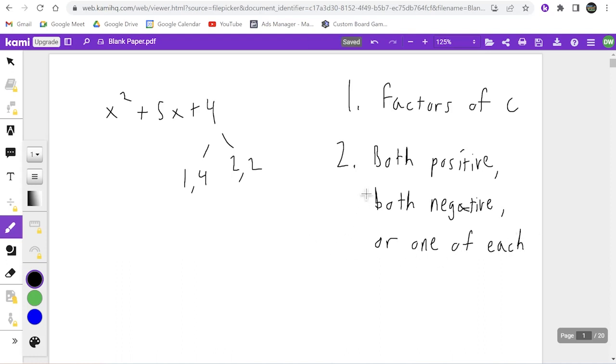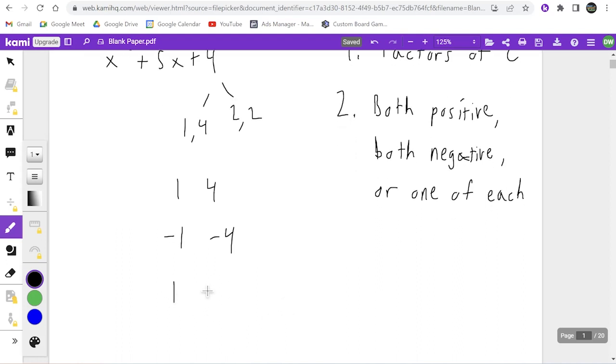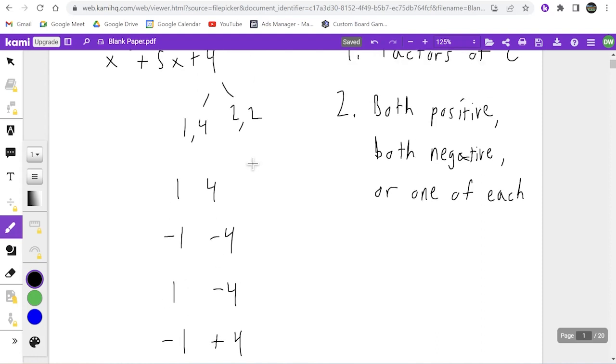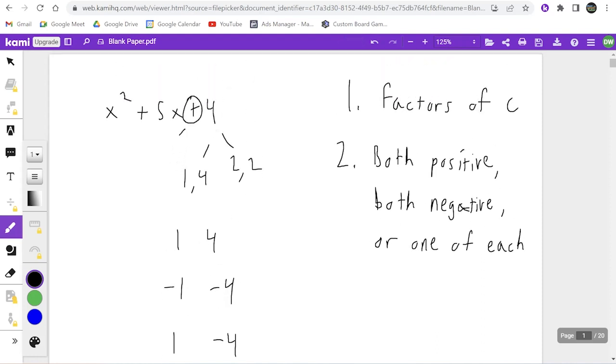And what do I mean by both positive, both negative, or one of each? Well, basically, we could have had 3 results here. We could have had positive 1, positive 4. We could have had negative 1, negative 4. Or you could have had one of each. So, for instance, a positive 1, negative 4. Or technically, you can have a negative 1 and a positive 4. There's 4 combinations here. And then there's another 4 combinations for the 2 and the 2. But here's how we know which one's right. Instantly. You see the plus sign right there?